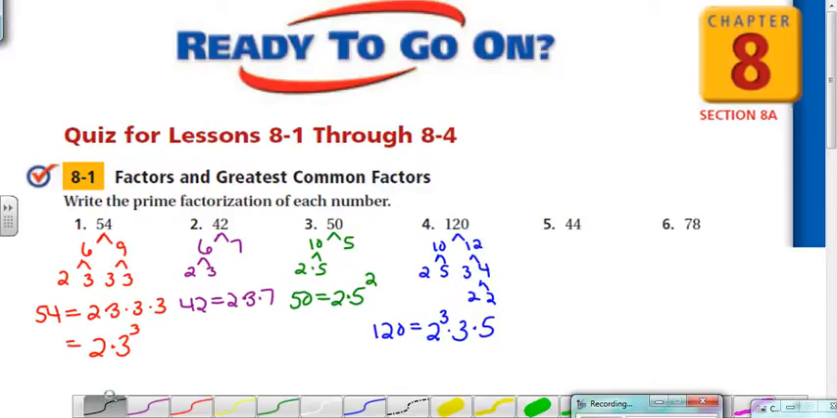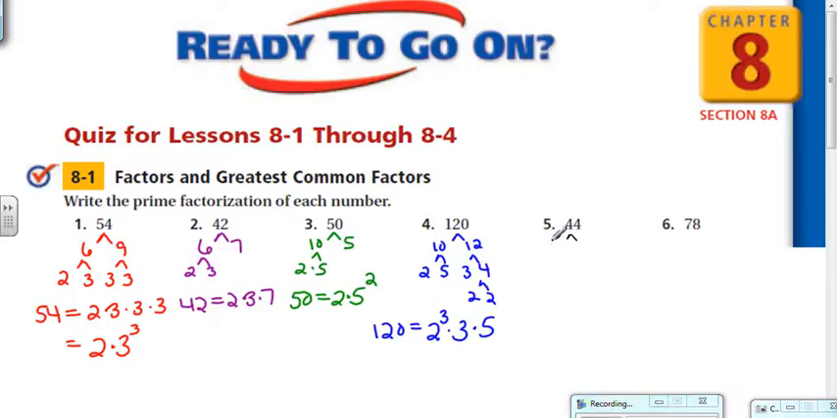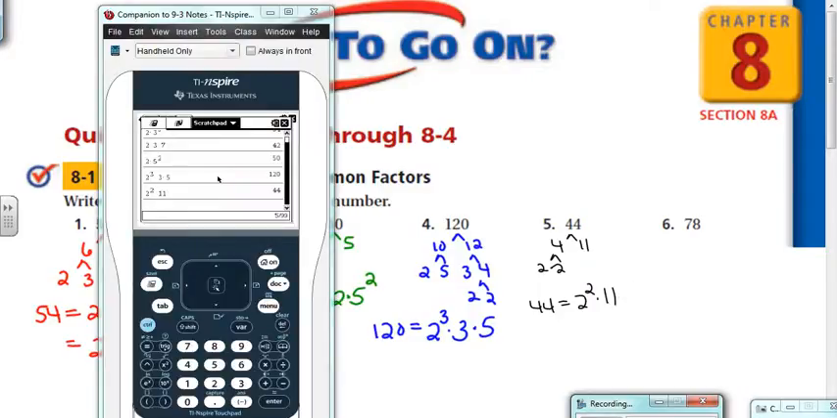For 44, I can do 4 times 11. 11's prime, but 4 is 2 times 2. So 44 is equal to 2 squared times 11. Or you could write it out 2 times 2 times 11. So when I type it in my calculator, 2 squared times 11 does give me 44.